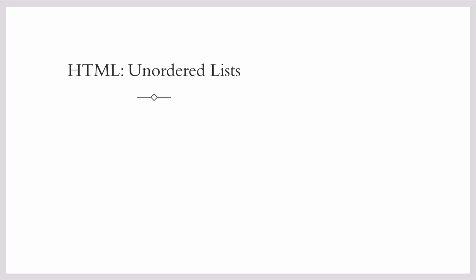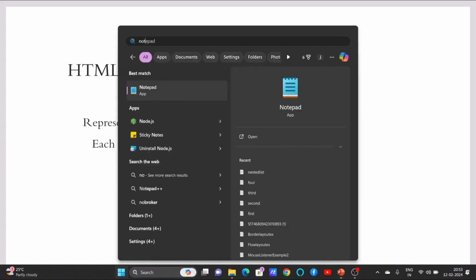To create an unordered list, use the UL opening and closing tag. And each item in the list is defined by the LI opening and closing tag. You can add as many list items as needed within the UL element. Let's see how it works. Open the editor.